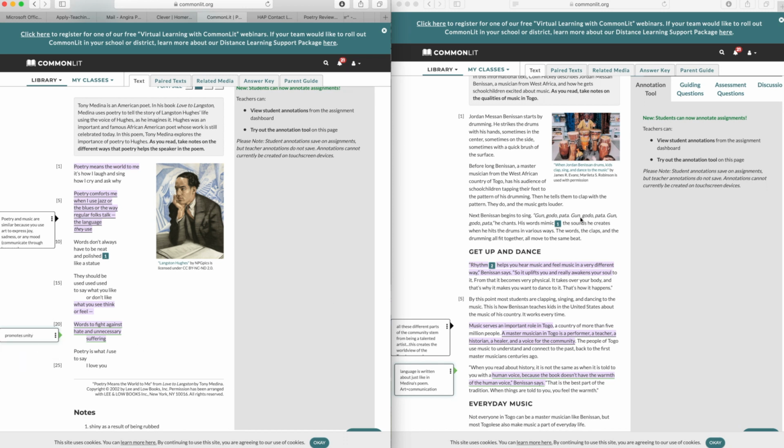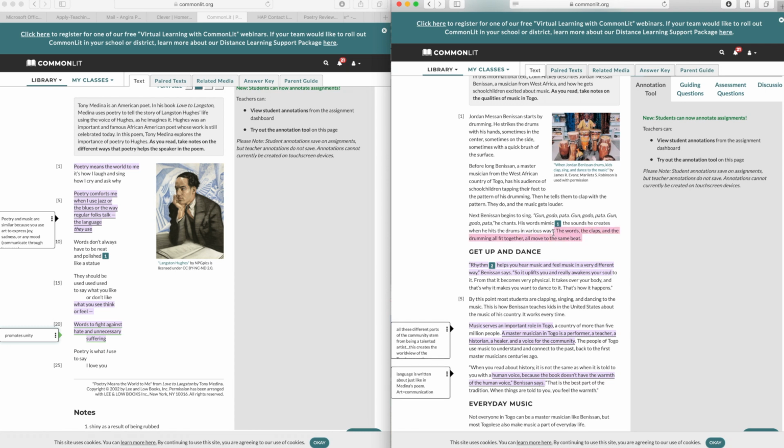And then here, when he says the words and the claps, they all fit together. They all move to the same beat. This one has to be an inference, right? So we have to infer. So I'm going to make a note. Infer that this helps strengthen community and unity. All right, so those are some similarities that we see.